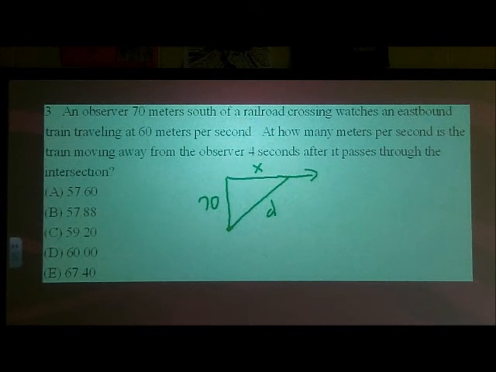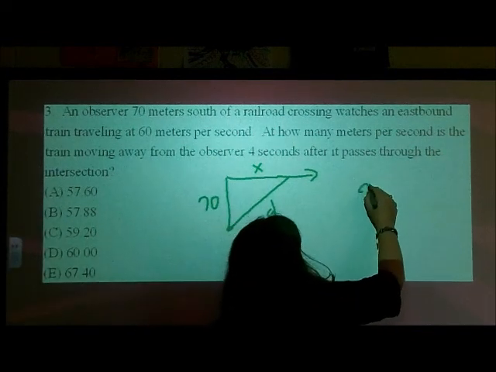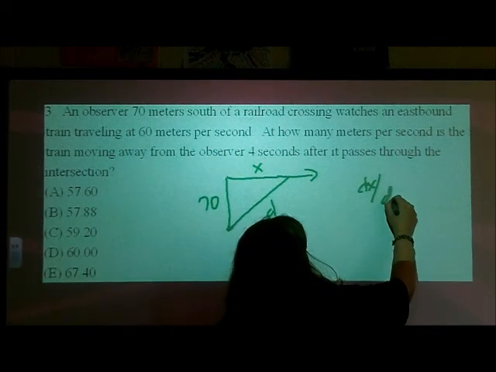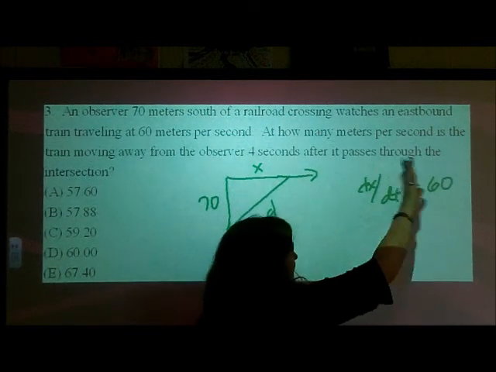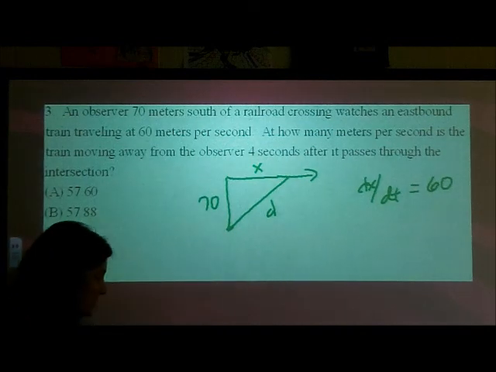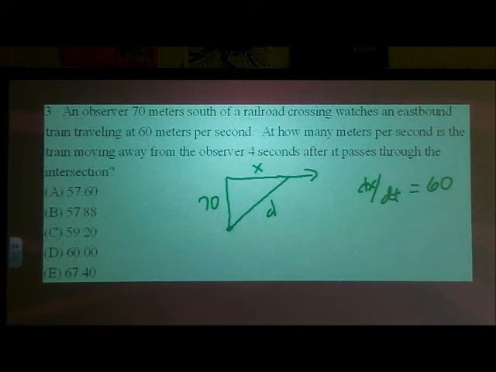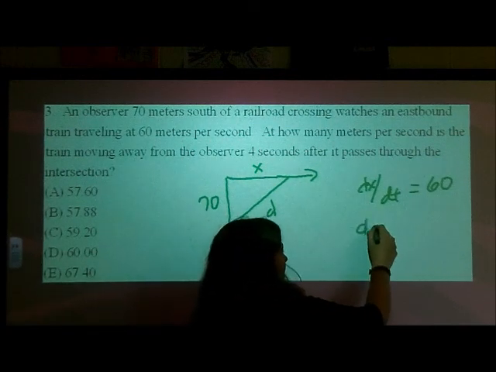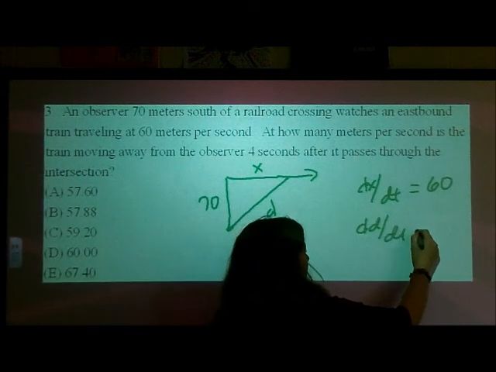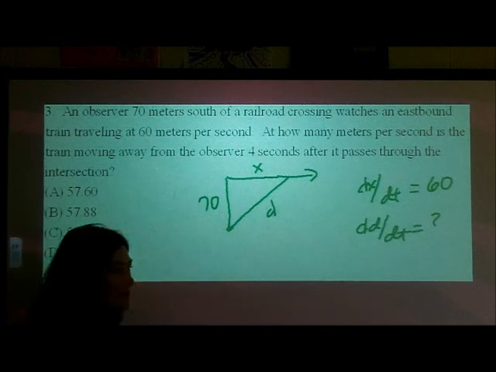Okay. So what do you think the 60 meters per second is? dx dt. Yes, it's dx dt. Because that's what's changing, the little train, dx dt, is 60 meters per second. He's going that way, he's going out, so it's positive. The 70 is not moving. The d is moving, and isn't that what we're looking for? How far is it away from the observer? So we're looking for dd dt.